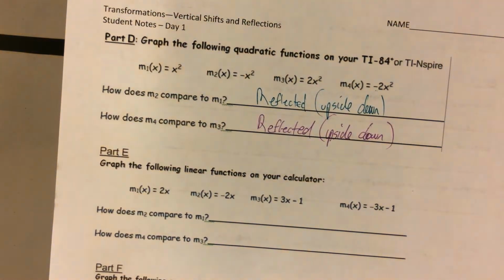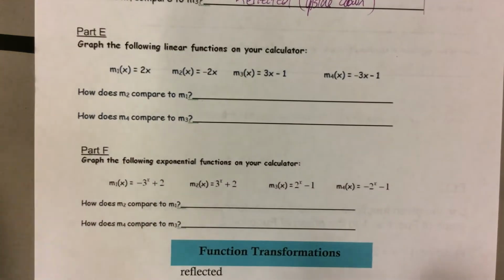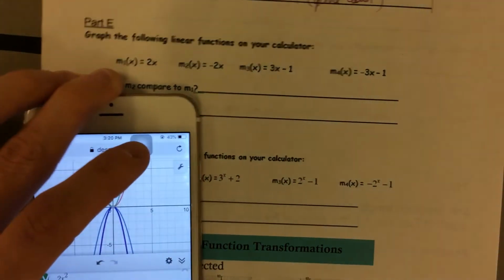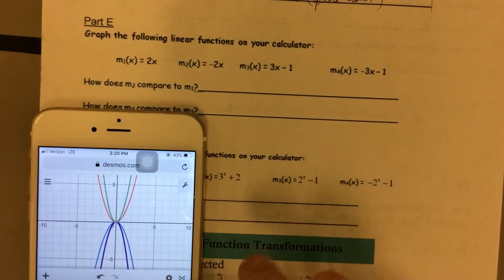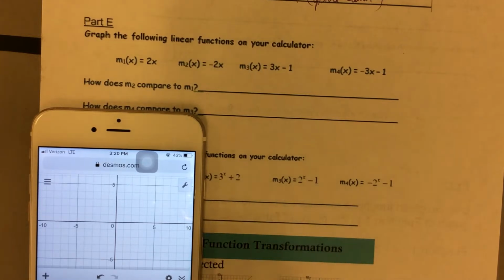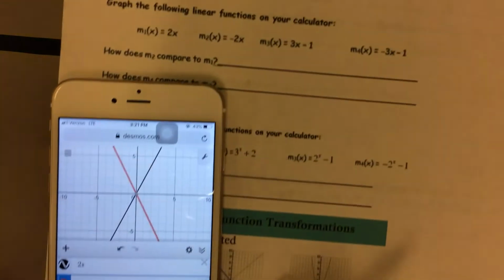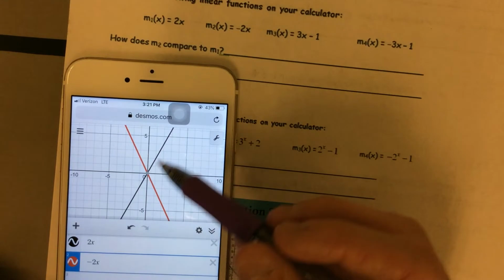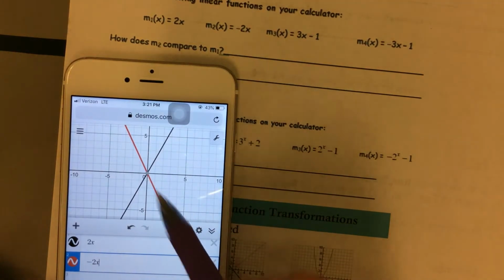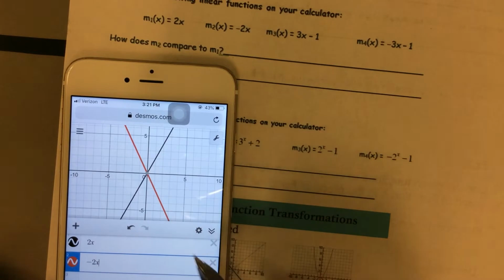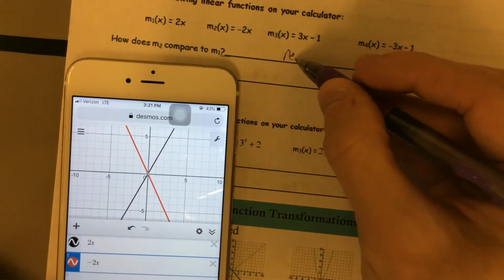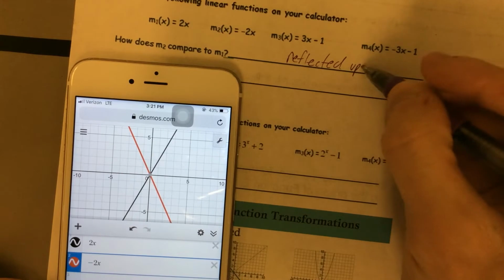Okay? So let's go on down to part E. I want you to graph the following linear functions and then compare them. So that's what we'll do. Go ahead and put in y equals 2x. Go ahead and put in y equals negative 2x. So y equals negative 2x. Okay, so the black line is y equals 2x right there. And the red line is y equals negative 2x. So you see how it's a reflection. It's going to be reflected upside down.